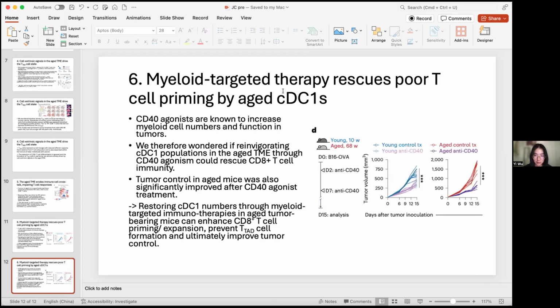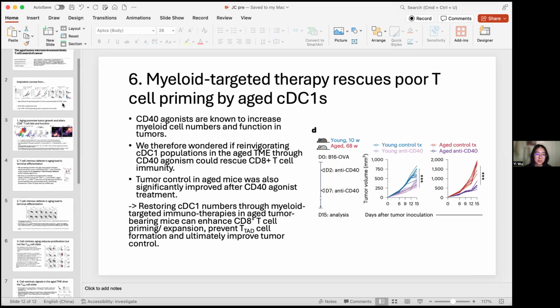And the second therapy they try is a very famous one called CD40 agonist，就是 CD40 拮抗。然后他们发现这个就是能够帮助 restoring cDC1 numbers with myeloid targeted immunotherapies，然后就是能够帮助 CD8 T cell expansion, prevent TAT cell formation, and ultimately improve tumor control. Yeah, that's the end.